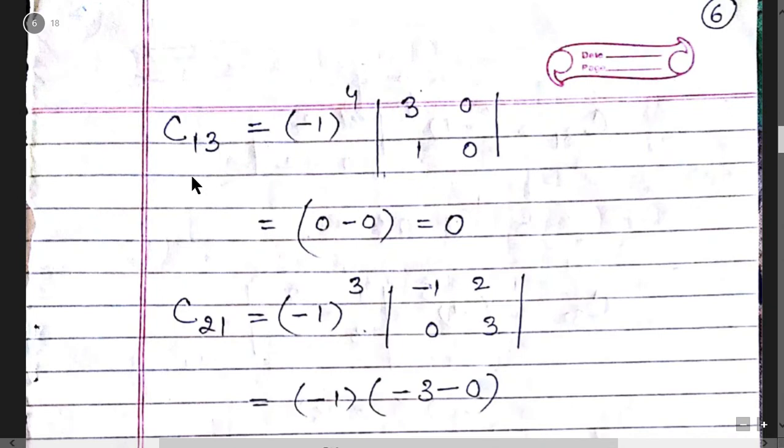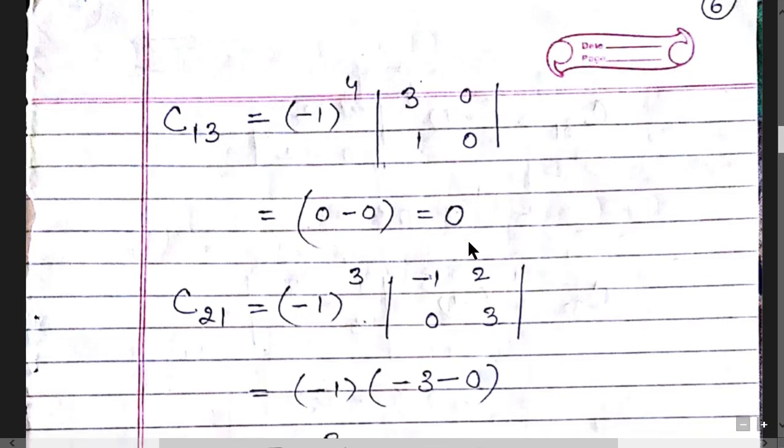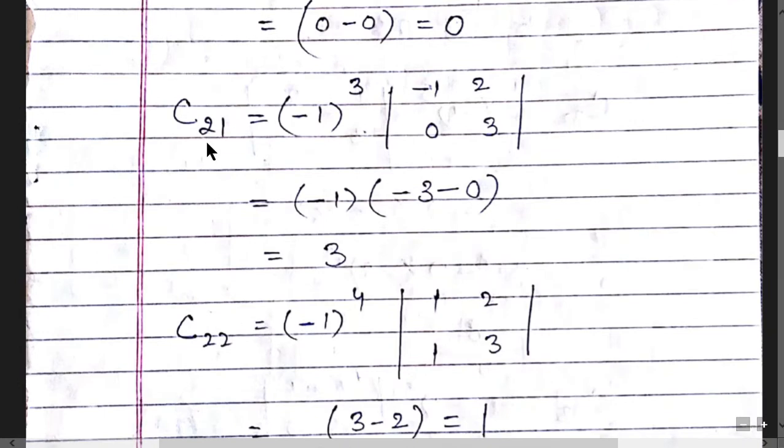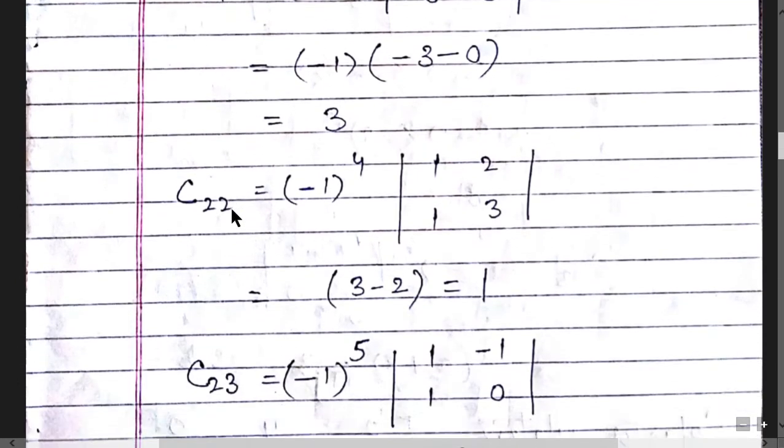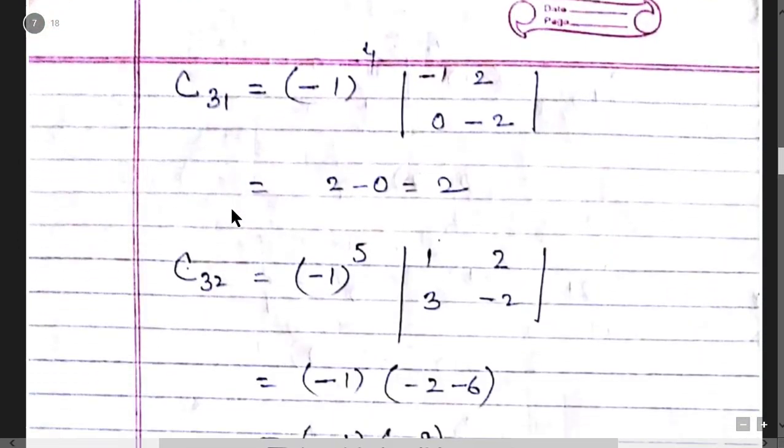What about C13? By eliminating the first row and third column, you can find 3 0 and 1 0. It's 0 minus 0 and outside, plus 1 is there. Similarly, for 2 1, 2 2, 2 3, you can find these cofactor values.